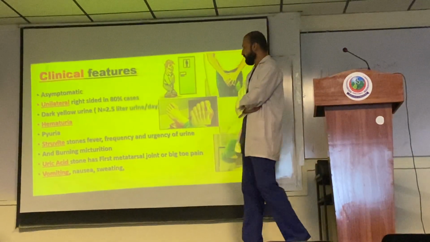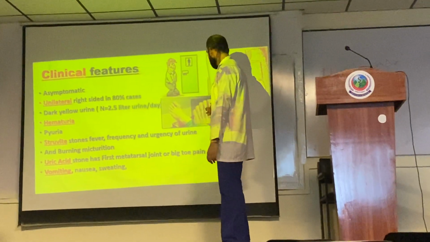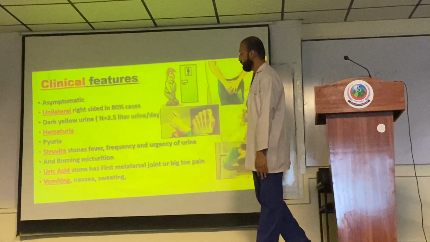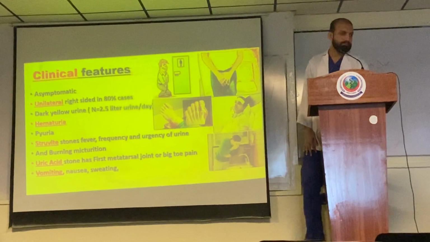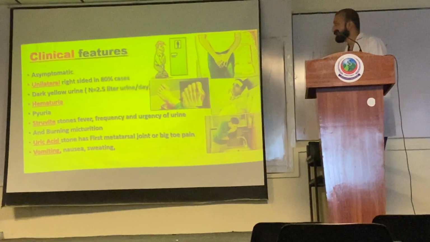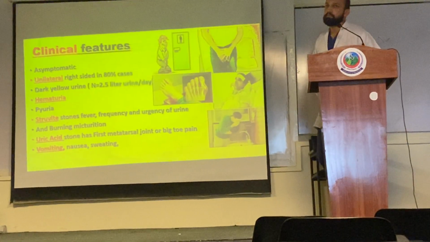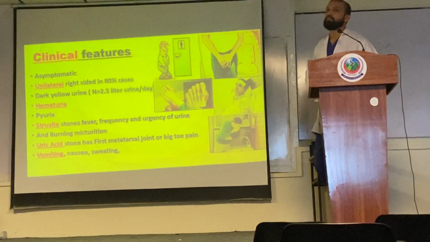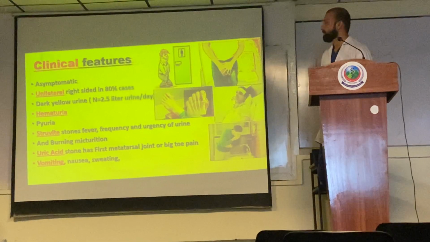In uric acid stones, there is pain in the big toe, at the first metatarsophalangeal joint, and there is also vomiting, nausea, and sweating. Vomiting, nausea, and sweating occur if there is a stone. This is a feature of either an episode of acute pain or a sign of chronic renal failure.